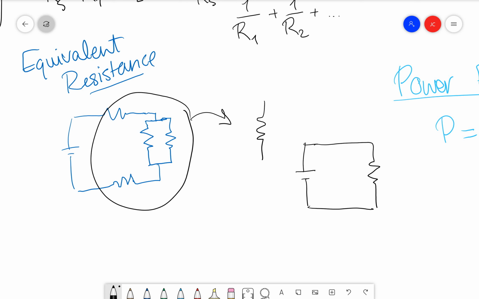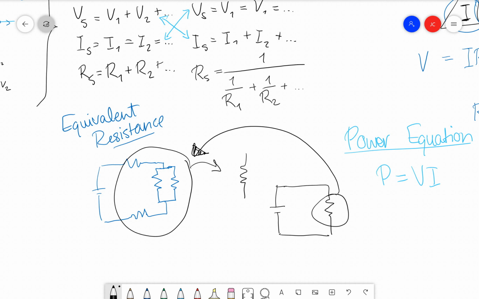This is much simpler, and this little resistor here is a representation of this entire mess. And how do we deal with equivalent resistance? Well, we use these equations that we know for resistance, these series and parallel equations, and we break down the resistors until we get a single resistor that encompasses the same amount of resistance as all those other resistors. Equivalent resistance is a really useful concept.